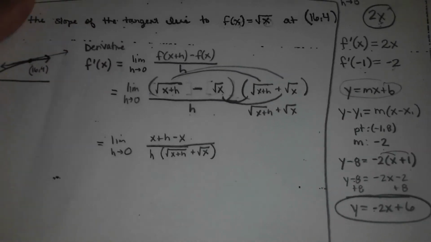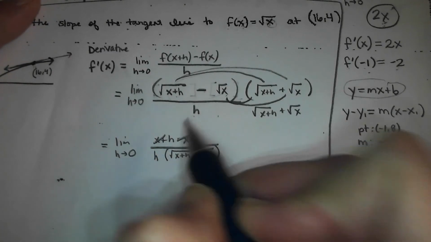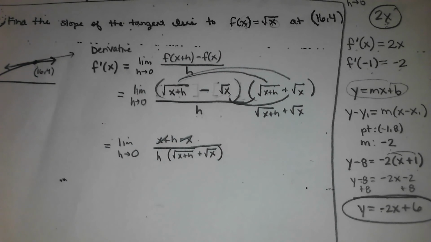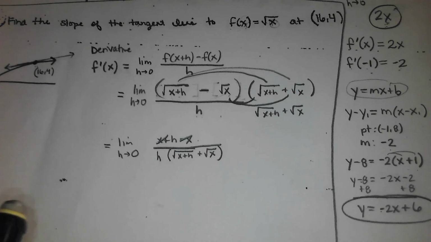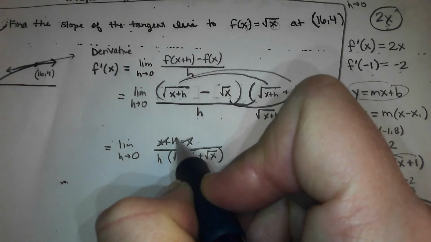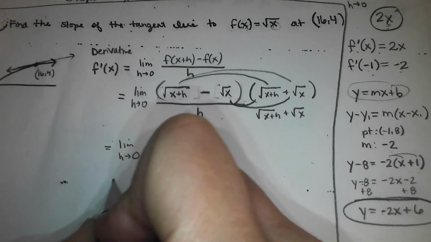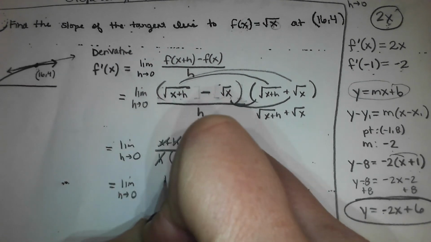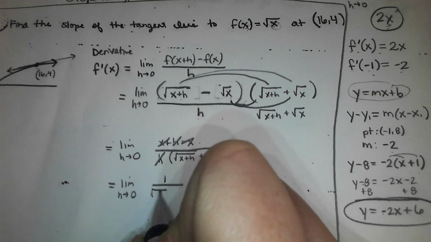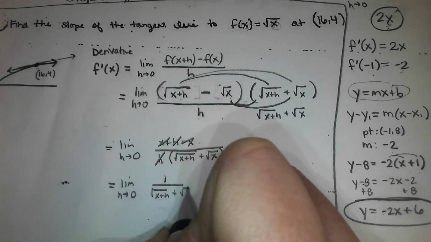And what we like on top is that the x minus the x will cancel, leaving just an h on the top and a factor of an h on the bottom, which is, now hopefully you see why we did not distribute that h. Because the h's cancel, h over h is 1. So this is the limit as h approaches 0 of 1 over root x plus h plus root x.